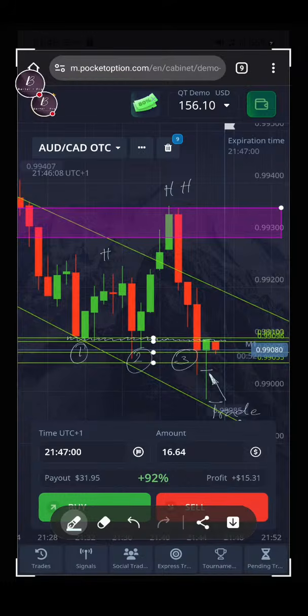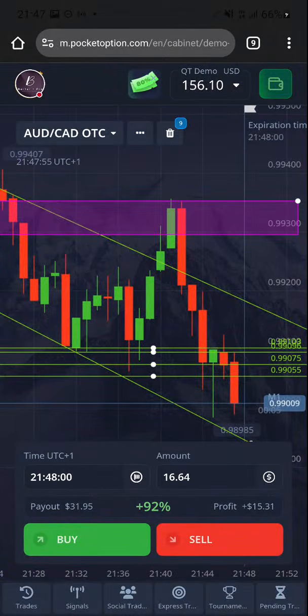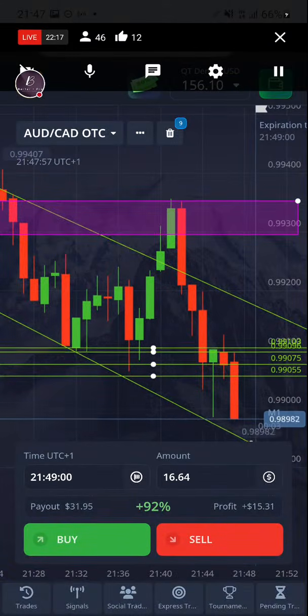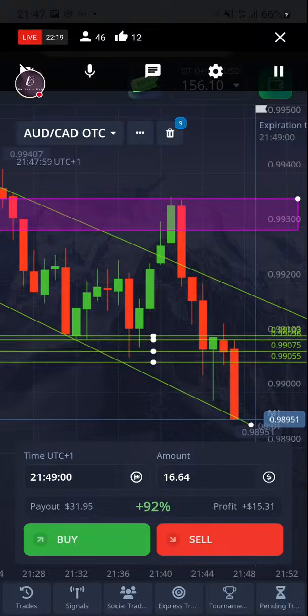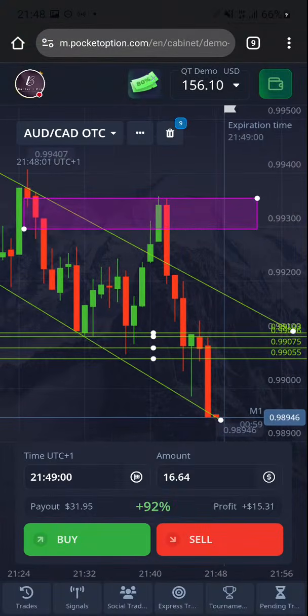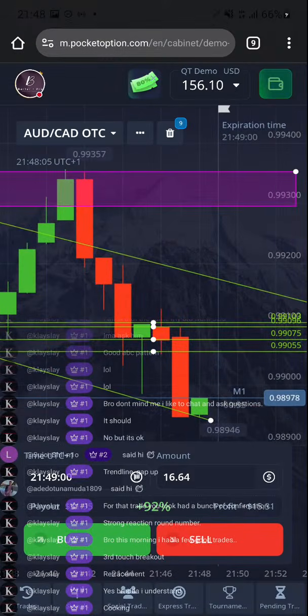You can pick a lot of bread with just this setup alone. I've thought about this setup many times. I call it a thought breakout. It's fantastic. Look at it. We can take another trade here. Oh, the buyers are already coming.